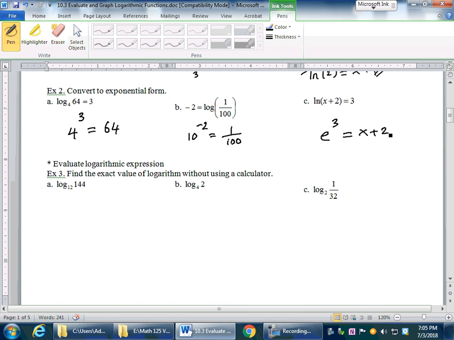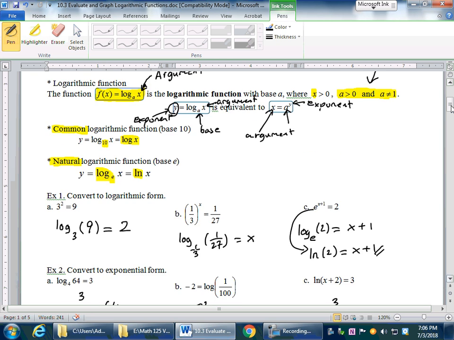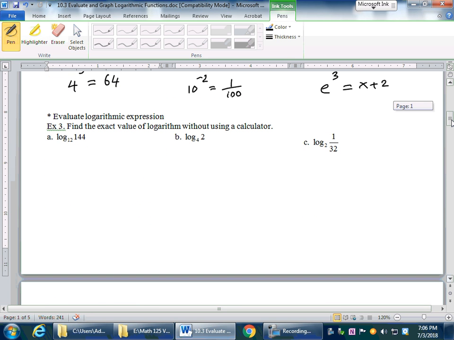These conversions are a must that you need to know to continue evaluating and solving equations, and so forth. Next, we'll be evaluating logarithmic expressions. We want to find the exact value of a logarithm without using a calculator. Some of them can be computed by hand without a calculator, and some of them you cannot. We will talk about that more later on, but in this section we are interested in doing it by hand only.